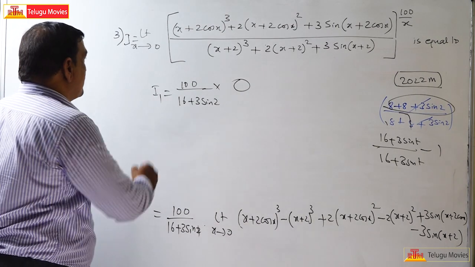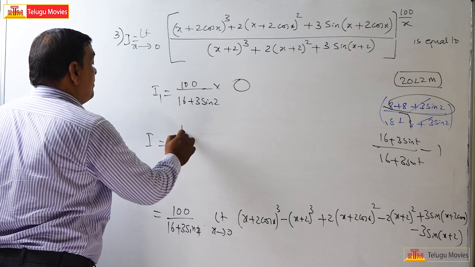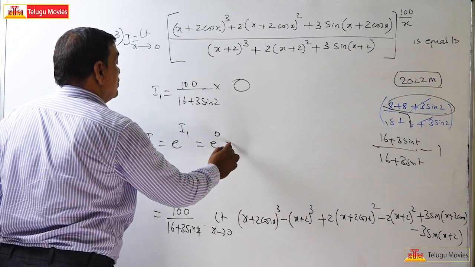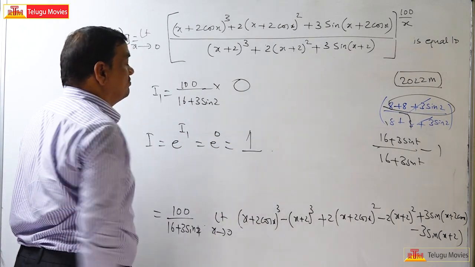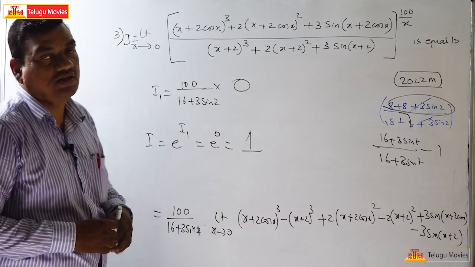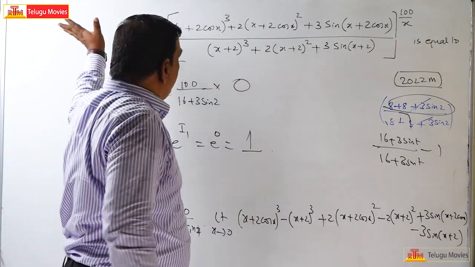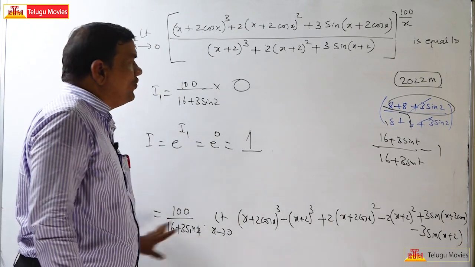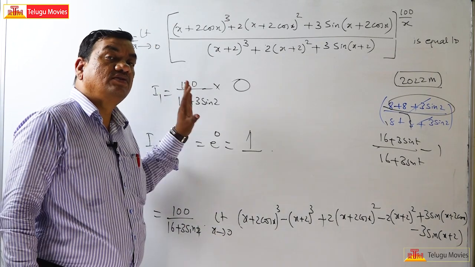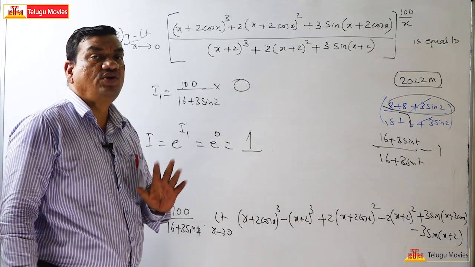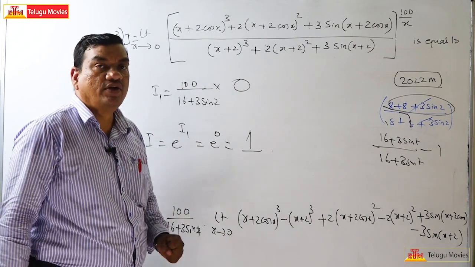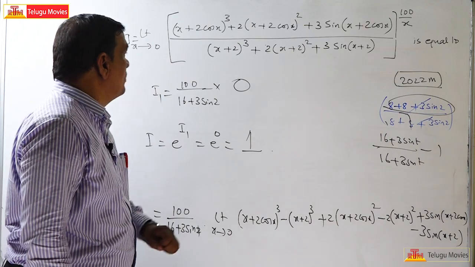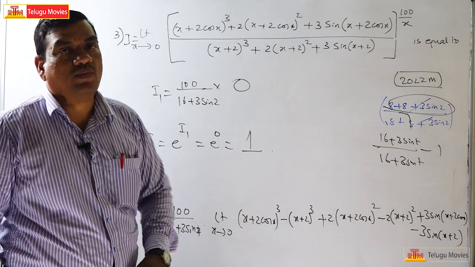So what is our actual value? I is equal to e power I1, e power 0. E power 0 value is 1. So 1 is your answer. Very easy problem. By seeing these problems, everybody will get afraid. No need. If you apply the logic, the problem is very, very easy. Only 4 steps. Okay, I hope that you enjoyed today's problem. Let us move to the next problem.